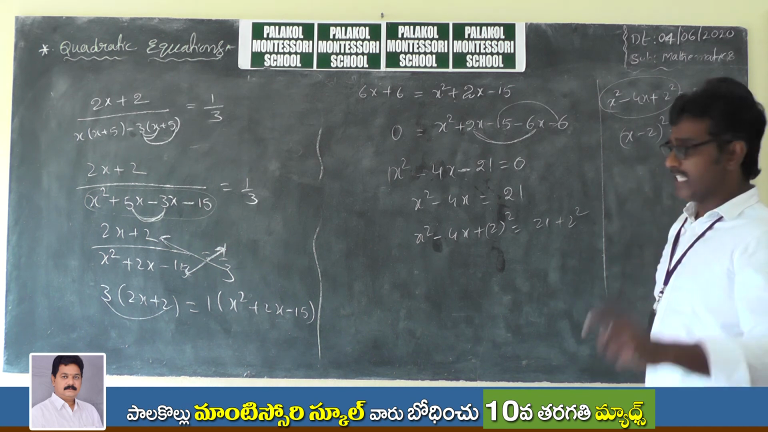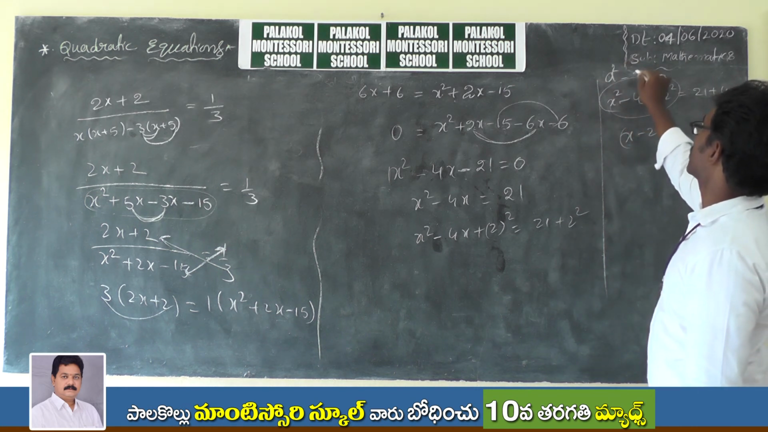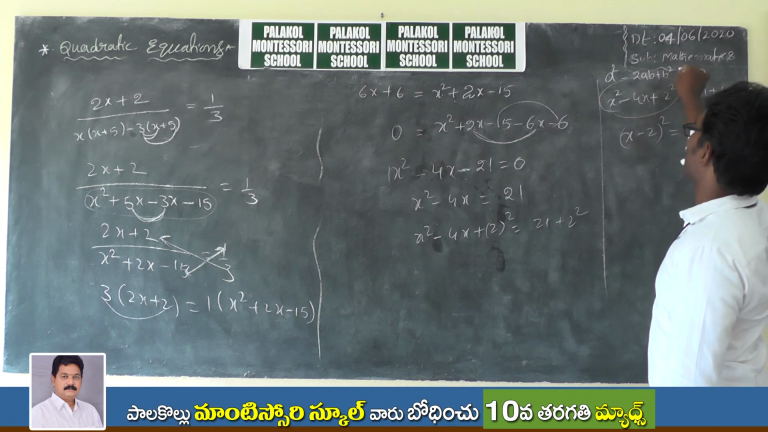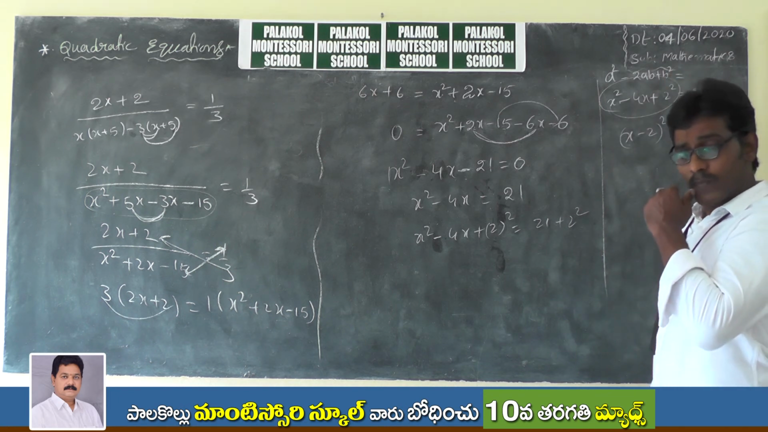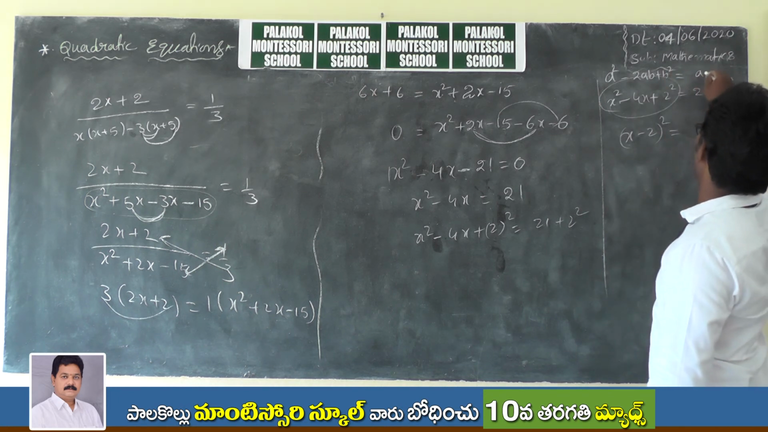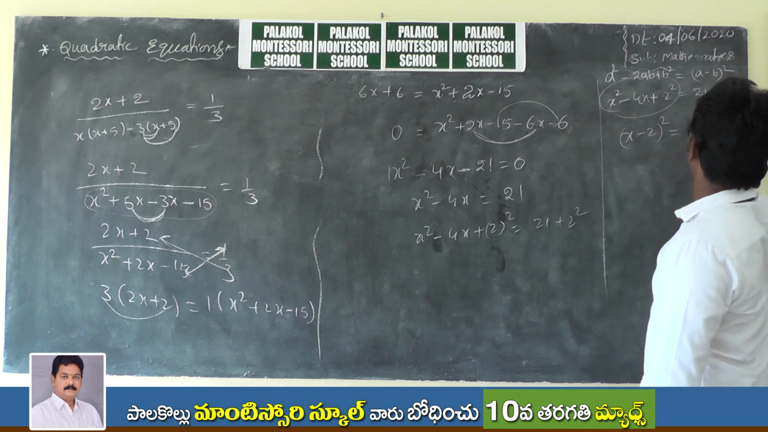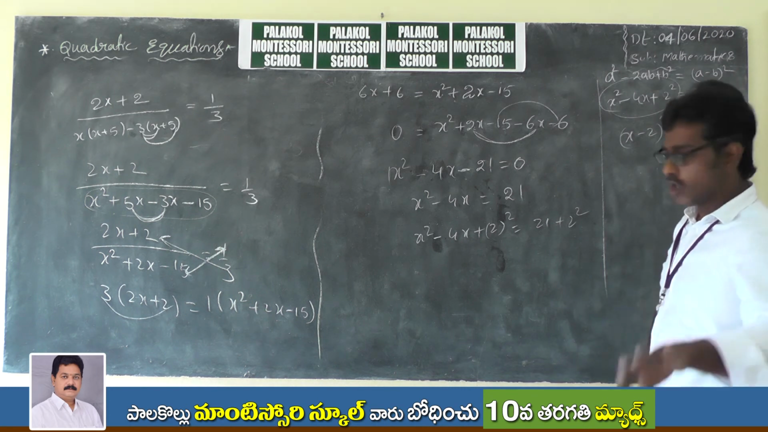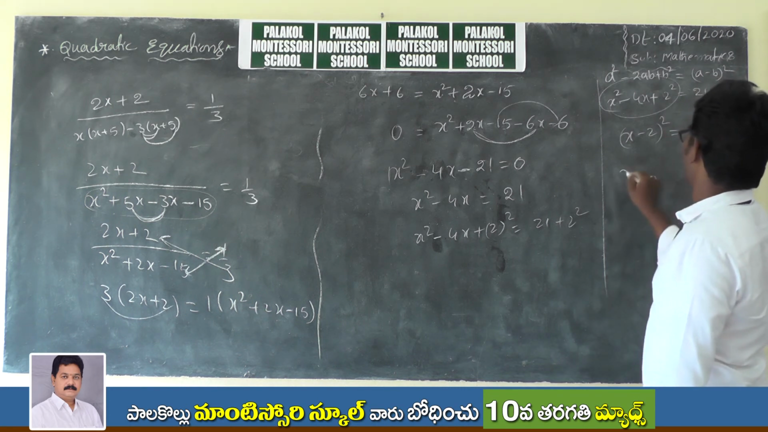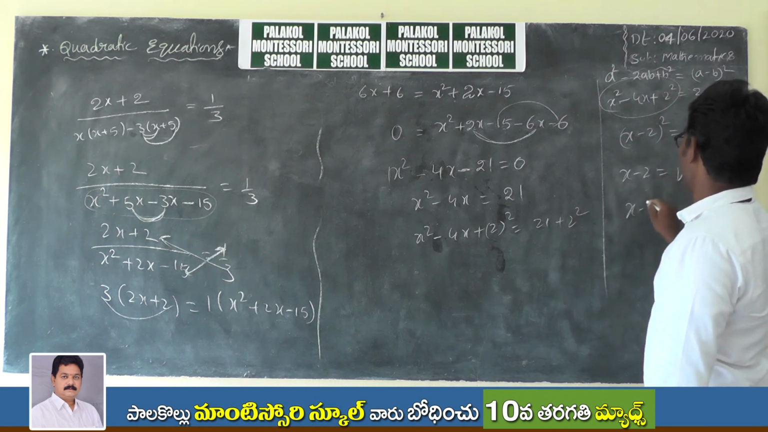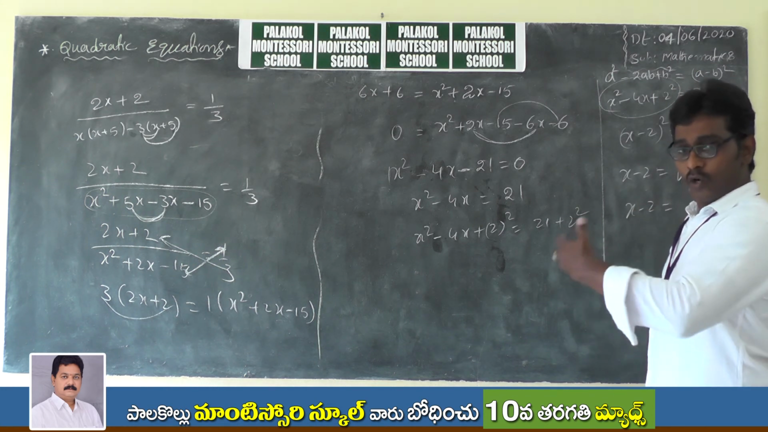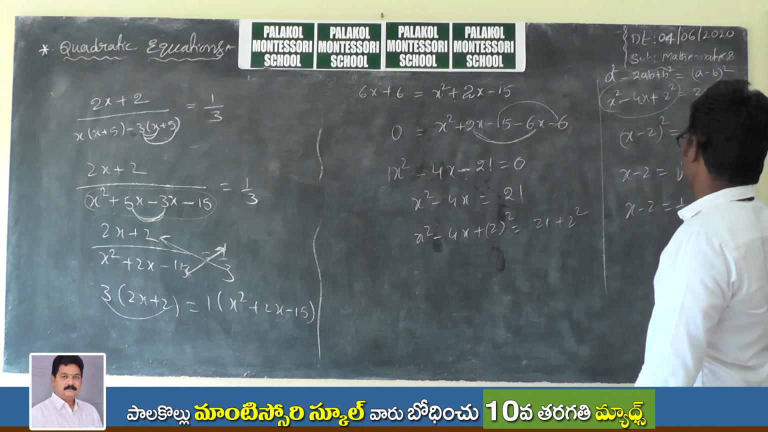Why? Because it is a square minus 2ab plus b square, the formula for a minus b whole square. Okay, so 21 plus 4 is 25. So x minus 2 whole square, take the square root of 25: x minus 2 is equal to plus or minus 5.